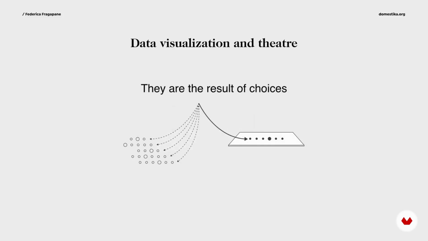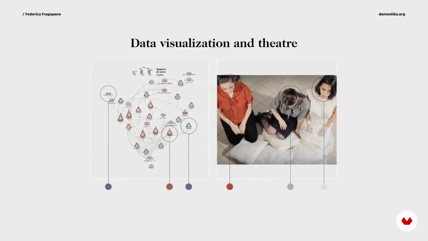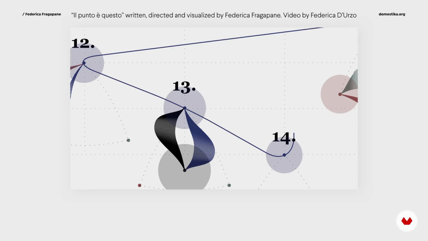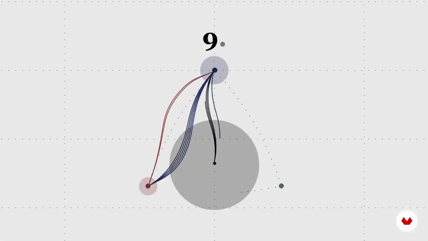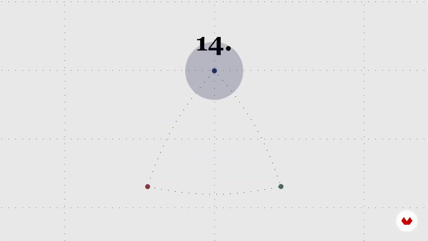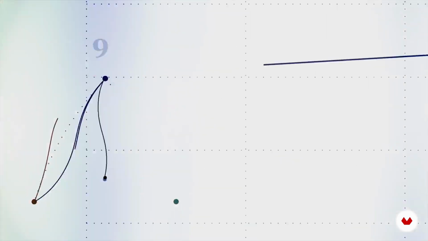Every single element in a visualization is the result of a choice, but also the position on a stage of an actor, and the gestures and the words used are the result of choices. Keeping in mind those elements, I also experimented a little bit on the intersection between data visualization and theater. I wrote a play, and then I brought it on stage, visualizing what was happening in real time, using shapes and visual elements, to try to experiment a little bit with these two different worlds.